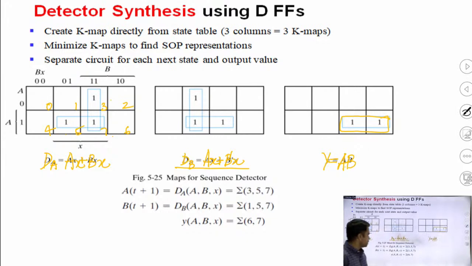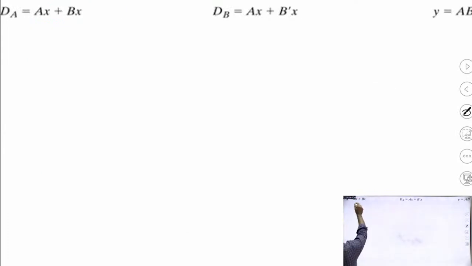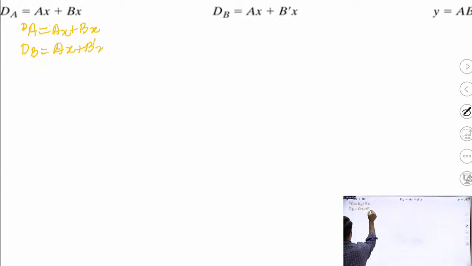Okay. So in neat and clean form, these are the three minterm sets, and if I solve 3 K maps, I am getting 3 expressions. So again, I have mentioned these 3 expressions here. dA is equal to Ax plus Bx, dB is equal to Ax plus B bar x, and y is equal to A dot B. And as you can see, I have used D, that means I am going to design this using a D flip flop. Okay, so using D flip flops, 2 D flip flops are there.